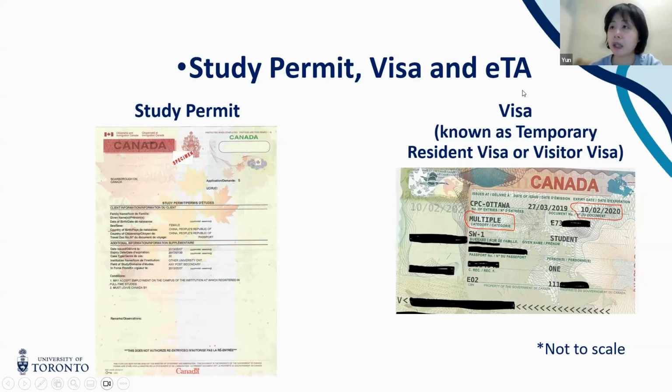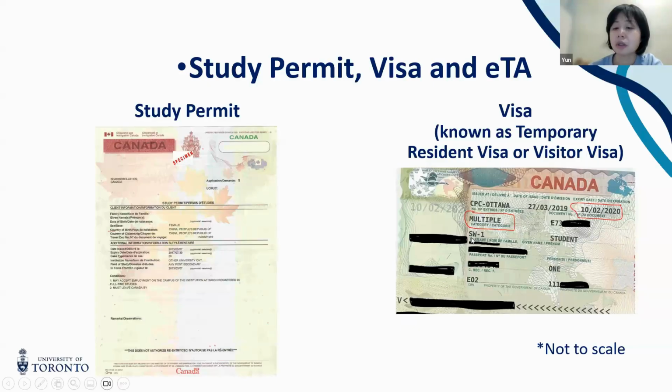It's usually valid for 5 years or up until the day that your passport expires, whichever comes first. Okay. Now, students who come from visa required countries will have a TRV in their passport. So this is a sticker in their passport. Usually, under category, you might see SW1, which means that the student has both a study permit and work permit, and the TRV is issued for their study at a designated learning institution.